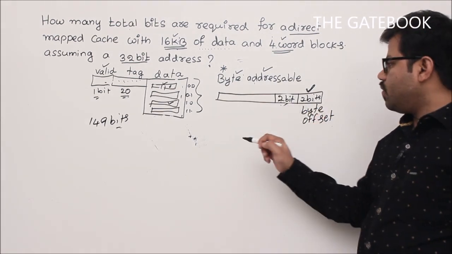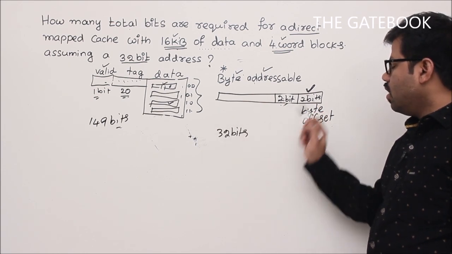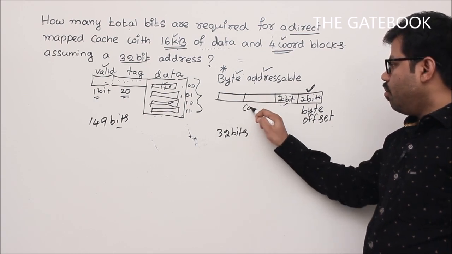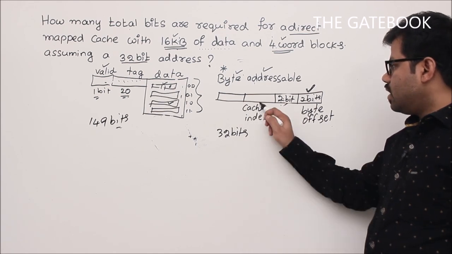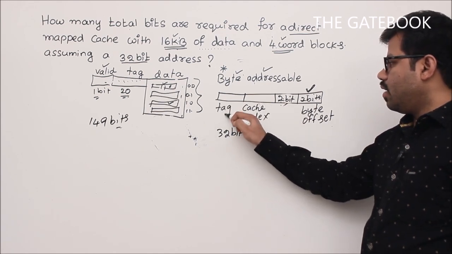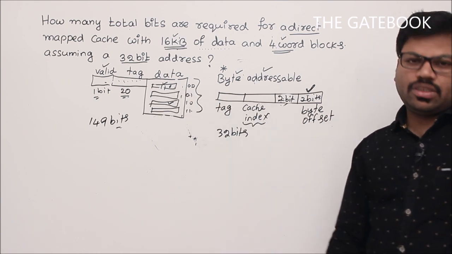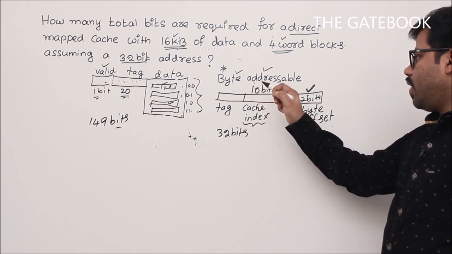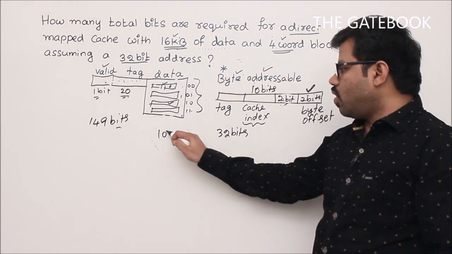Then how many total bits do we have? 32. Out of 32 bits, 4 bits are gone, so the remaining bits are 28. Out of 28, some bits go to the cache index, because it is direct mapping. So there is a cache index field and a tag field, remember it. How to decide the cache index field? It depends on the number of cache blocks you have. We have not changed the number of cache blocks, so that's why 10 bits. Already we have seen that we have 1024 cache blocks.